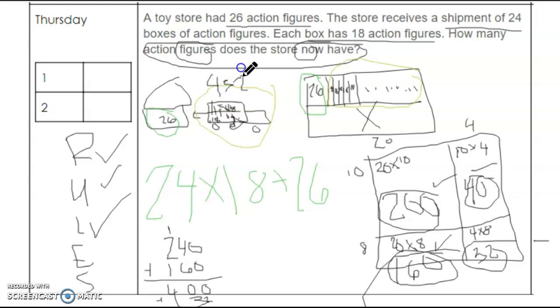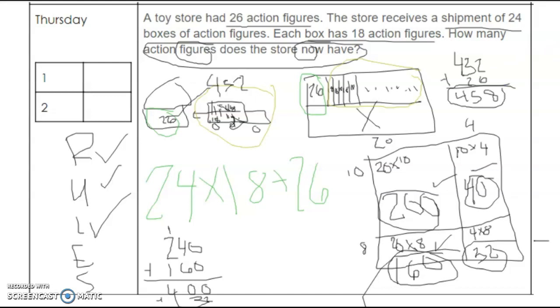But that's not how many action figures the store has, because we also had this 26. So now I need to add my 432 plus the 26 that we already had in the store before the shipment came. 6 plus 2 is 8. 3 plus 2 is 5. 4 plus 0 is 4. So the total number of figures we have in the store now is 458 action figures.